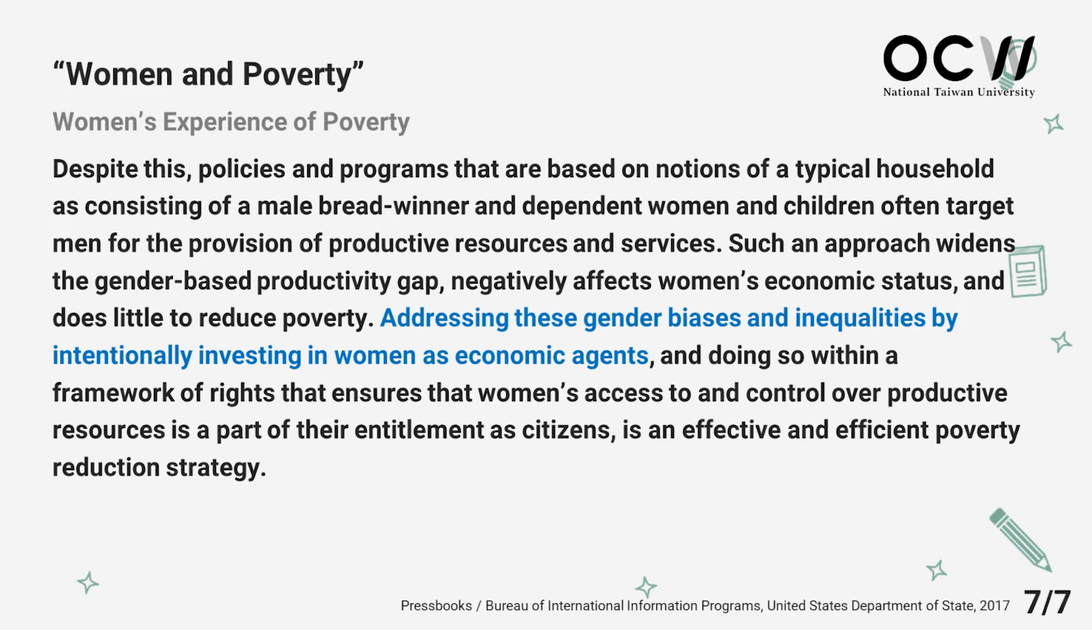And then last, we're going to be looking at this particular sentence in the concluding paragraph. "Addressing these gender biases and inequalities by intentionally investing in women as economic agents." This sentence is part of the conclusion, a key message the author is trying to convey to the reader. It is a call for action for us to take part in a fight against this unjust social issue, and hence it elaborates on why we're discussing this particular social issue, and why it is important to discuss women in poverty and not men.